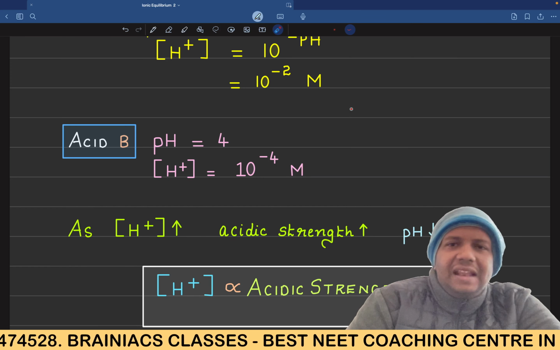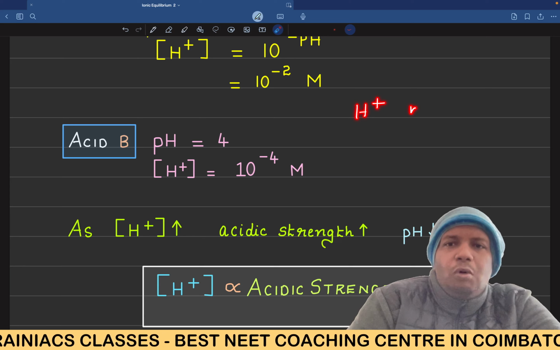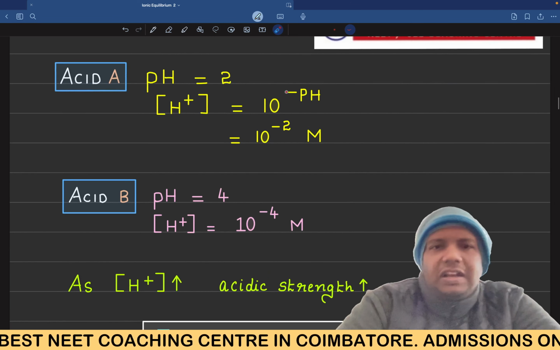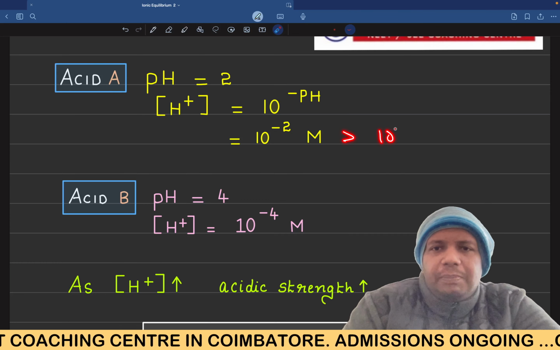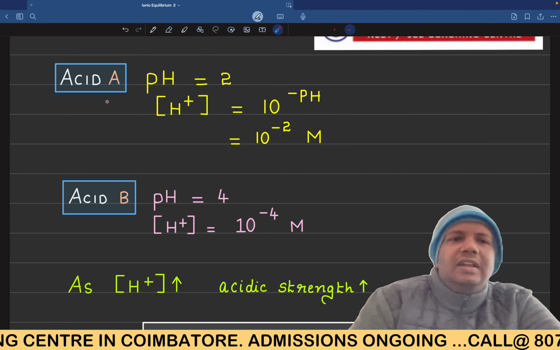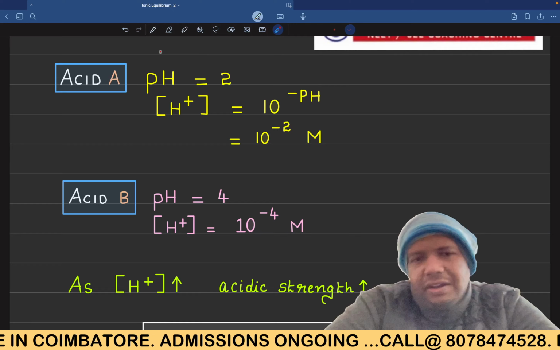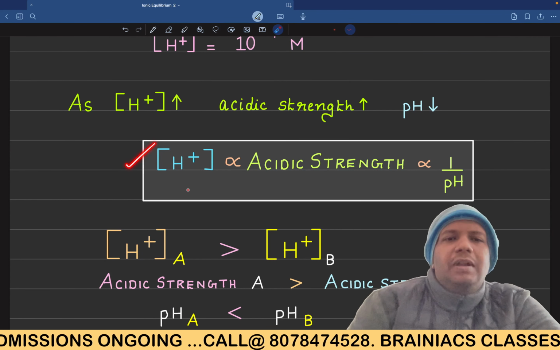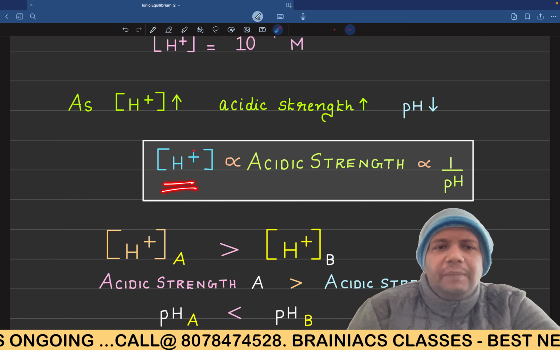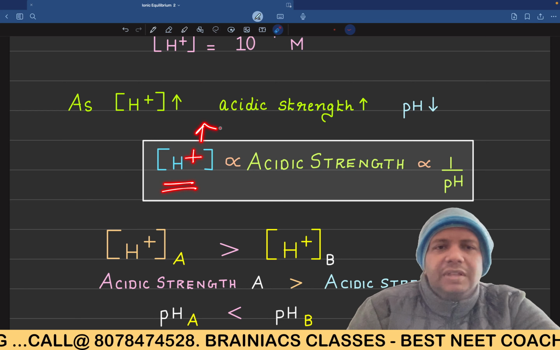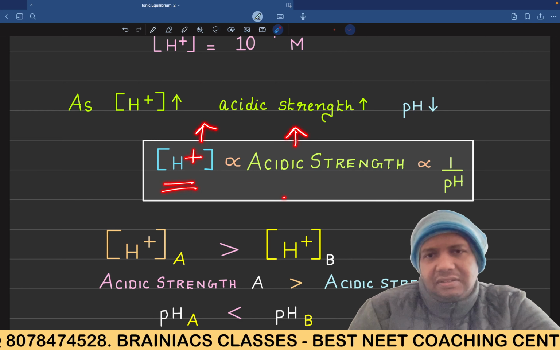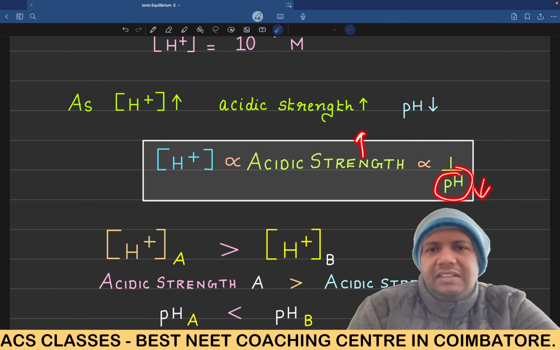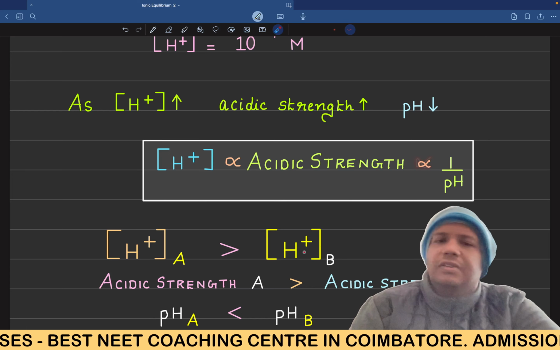So we know that in an acidic solution H plus ion would be more. So I can say here H plus ion is more. 10 power minus 2 is greater than 10 power minus 4. So I can say acid A is more acidic. What you need to remember, this is the most important point: H plus ion concentration increases, acidic strength increases. pH value decreases, acidic strength increases. It is having an inverse relationship.